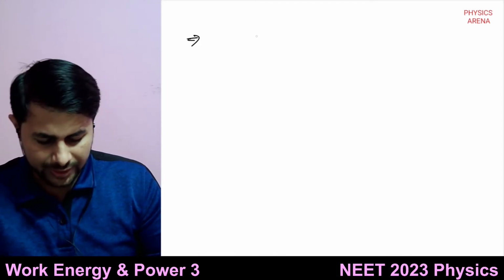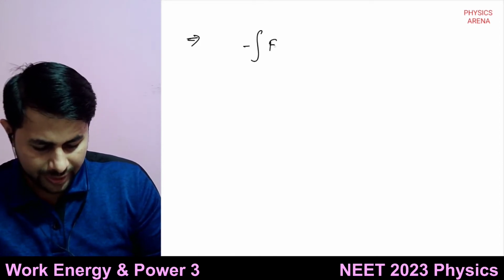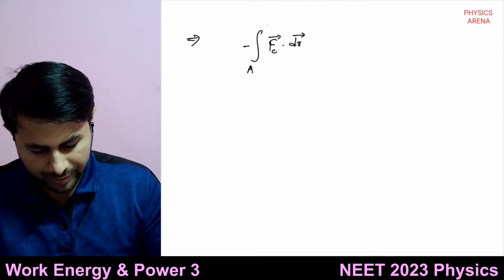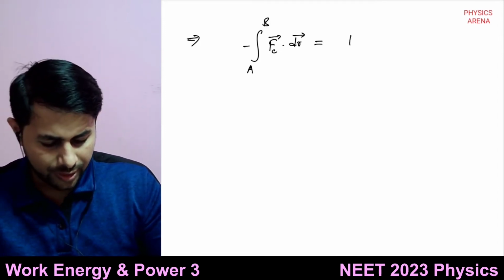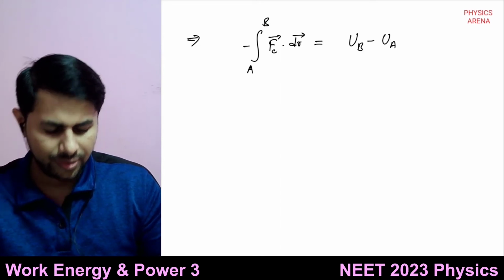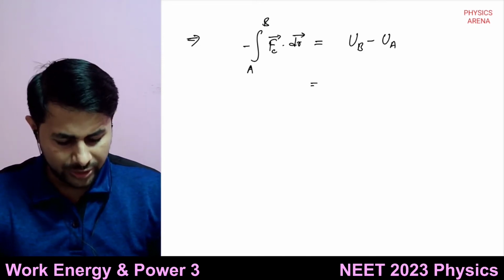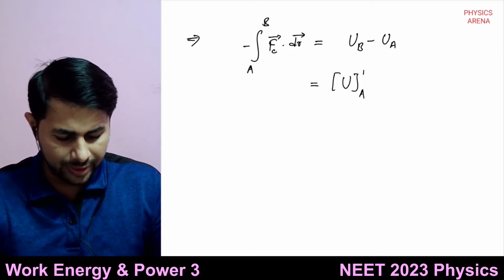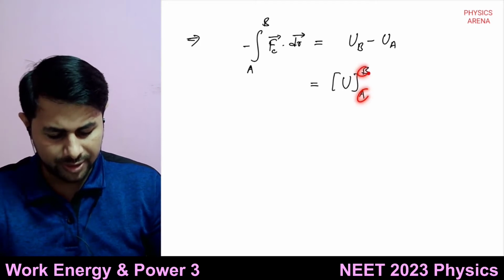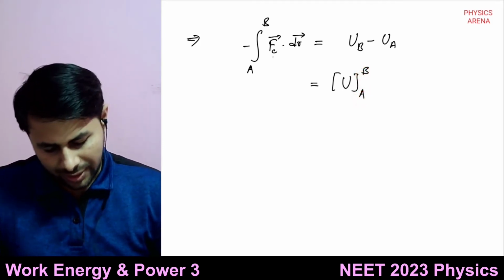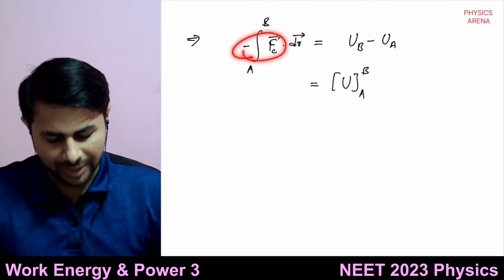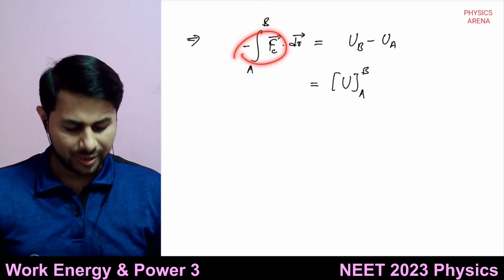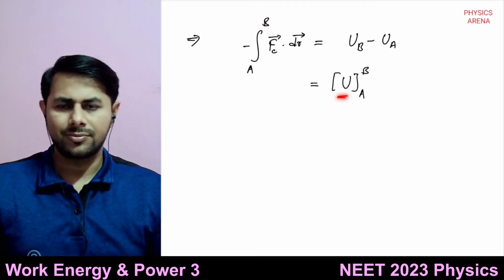So we got this result: minus the integral of Fc bar dot dr bar from A to B is equal to Ub minus Ua. Or you can say it is some function U from A to B, lower limit A, upper limit B. So the integral of minus Fc bar is U. So what will be Fc?